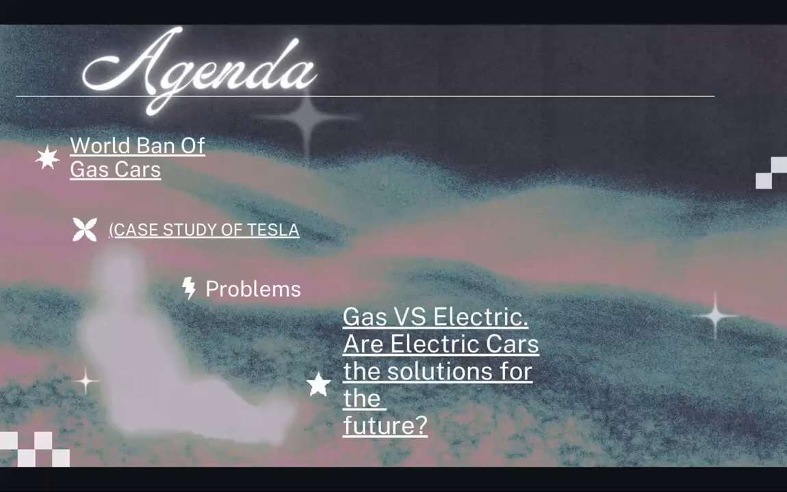So this is just the agenda of how things are going to go. First we'll talk about the world ban of gas cars. Then we'll go into a case study of Tesla. Then we're going to talk about problems. And then we'll end with a slide about gas cars versus electric cars, and our electric car is the solution for the future.